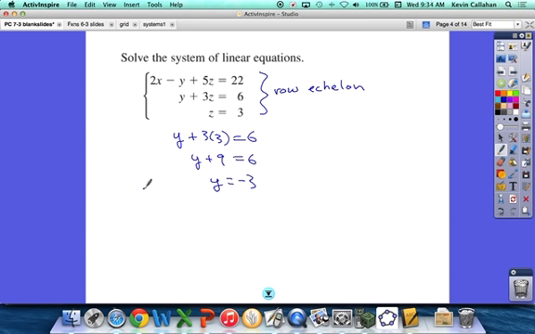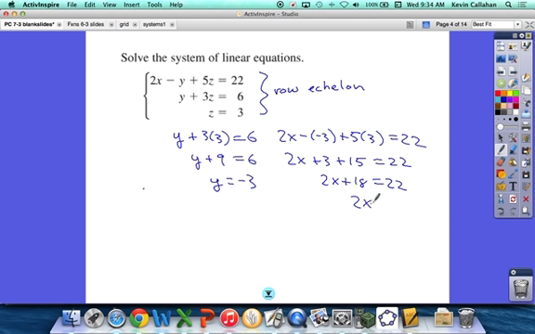And now that we know y and z, we're going to back substitute into the first equation: 2x minus y plus 5 times 3 equals 22. Right, 2x plus 3 plus 15 equals 22. 2x plus 18 equals 22. 2x equals 4. X equals 2. So we have a solution.